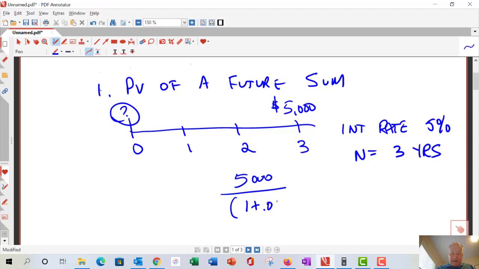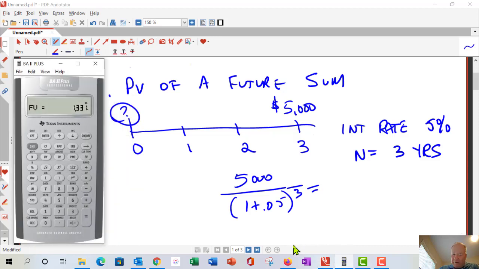Okay, so when we're discounting, we're dividing, and I have an interest rate of 5%. I'm going to do this on the calculator in a minute, to the third power. So to do this, of course, we have to calculate what we have here. So we have an interest rate of 5%. I'm adding 1 to that because I'm going to cube that and then divide. So I have 1.05. Okay, and then I have y to the x is 3. And so that gives me a number of 1.157625.